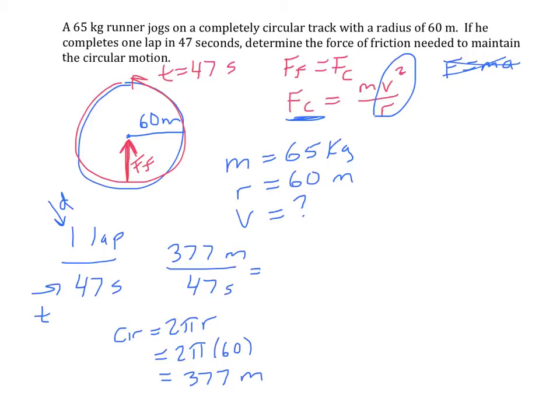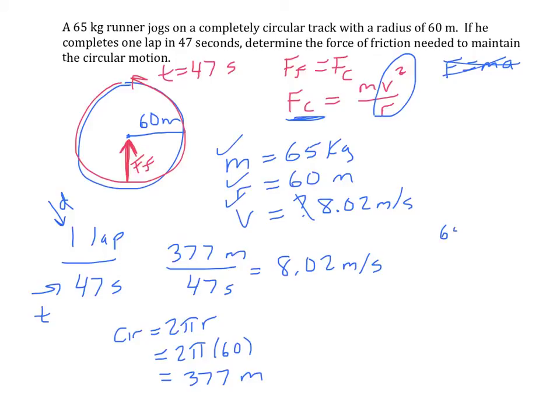And so if I do 377 over 47, I get the speed is 8.02 meters per second. And I'm not going to round that yet, not until the end of the problem. So I'm going to leave it as is. So I know the mass, I know the radius, and I know the velocity. Now I can calculate the centripetal force.